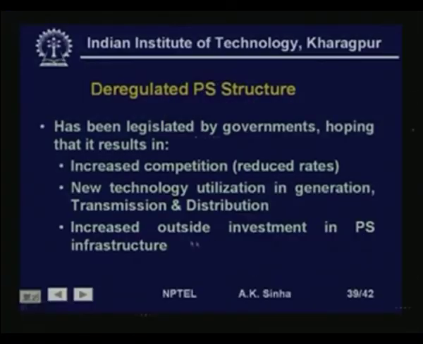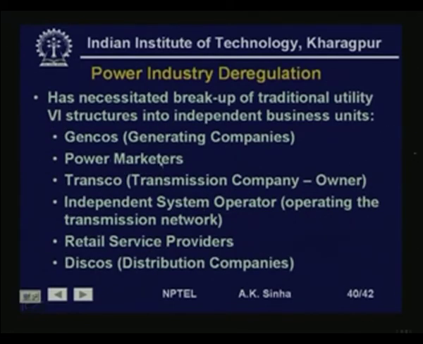In fact, it is expected that within the next 5 to 7 years, the country needs an expenditure of the order of more than 1 lakh crore in this sector. So, it is expected that since there is competition, other players will come in. In the deregulated power system, we will have more money coming in.